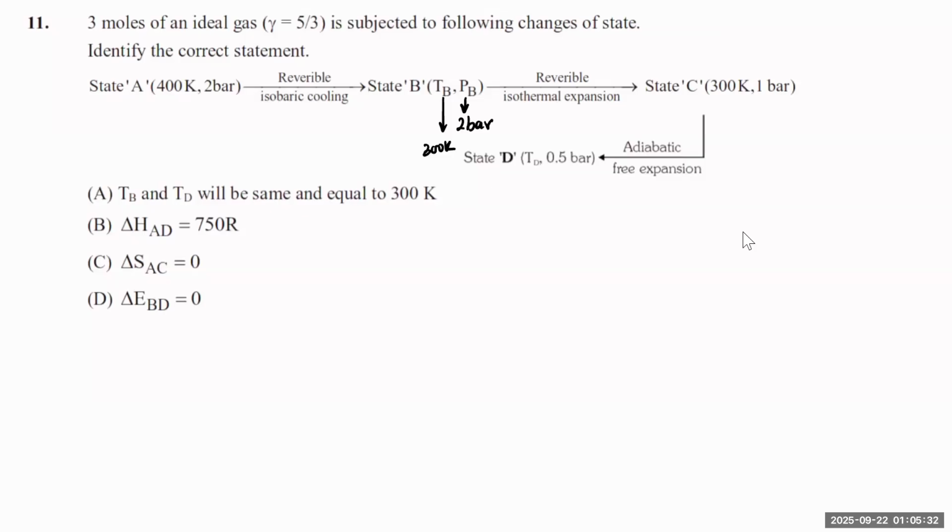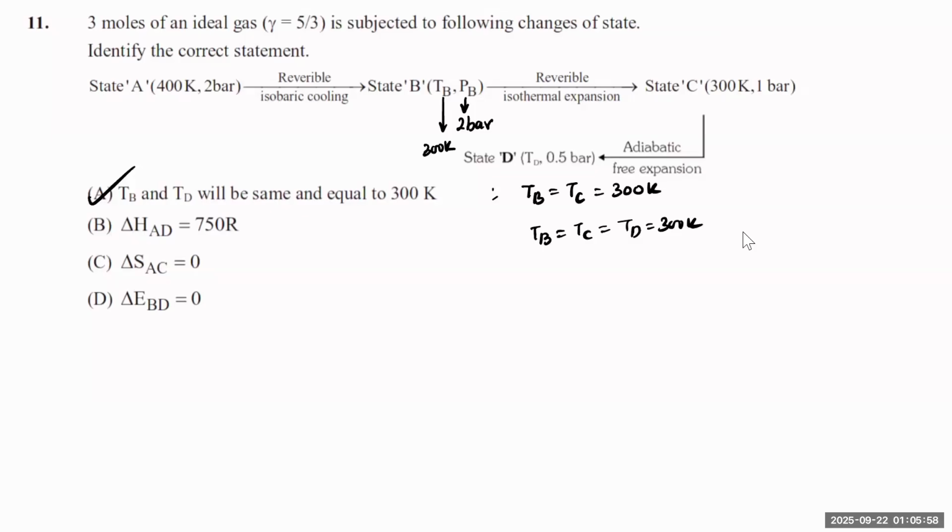So far we found that TB is equal to TC, which is equal to 300 kelvin. Now there is adiabatic free expansion. In free expansion, there is no change in temperature, so that is also correct. So TB is equal to TC is equal to TD is equal to 300 kelvin. So this is correct now. For free expansion, delta T is 0.